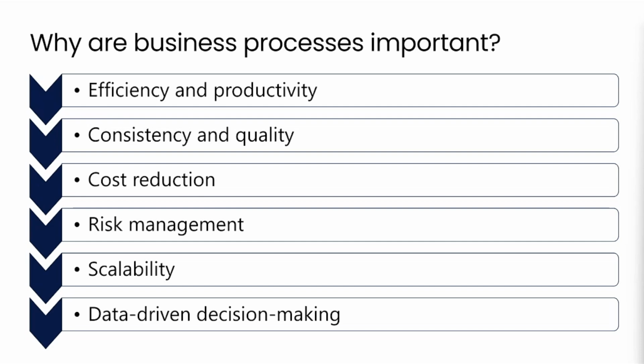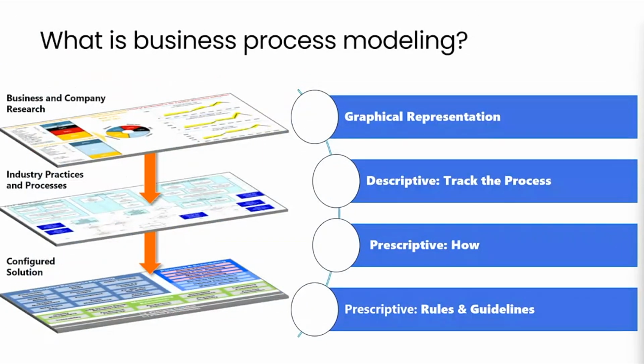So I want to talk a little bit next about what is business process modeling. Business process modeling is a process that, from a fast track perspective, we recommend that every organization goes through whenever they're implementing a Dynamics 365 technology. Honestly, it should apply to any technology that you're implementing, but the process involves a graphical representation.